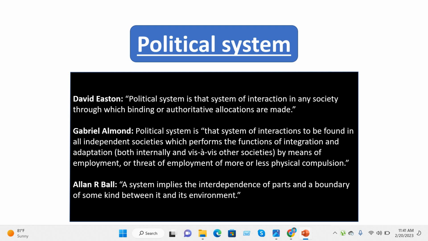On the other hand, Alan R. Bell also talked about the political system. He said a system implies the interdependence of parts and a boundary of some kind between it and its environment. That means all definitions include some elements: interdependence of parts, environment, processing, etc. So now, next slide.